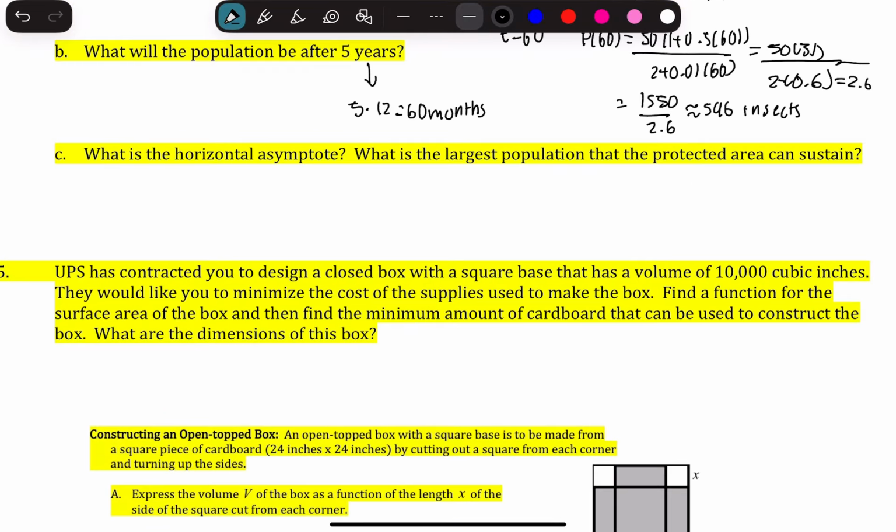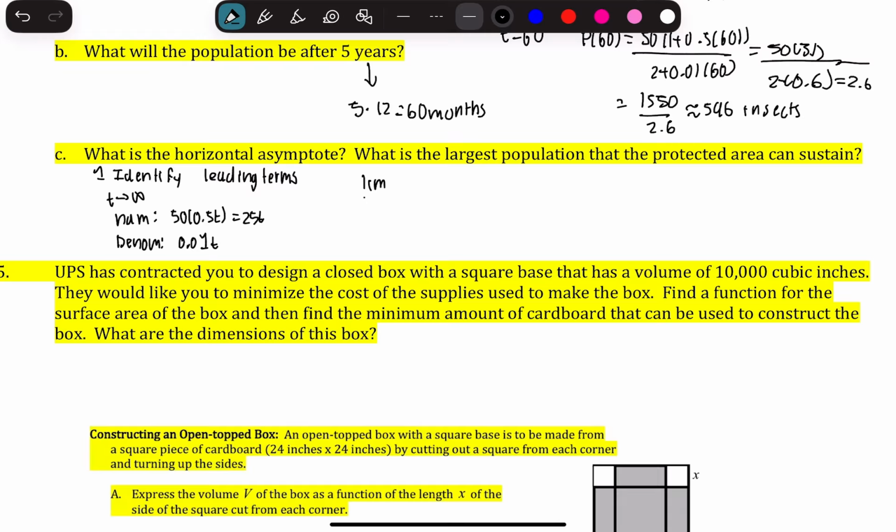So now, what is the horizontal asymptote and the carrying capacity? So now we have to look at the leading terms. So what does this mean? We have to look as t approaches infinity. The numerator is going to behave like 50 times 0.5 times t, which is going to be 25 times t. And then the denominator is going to behave like 0.01 t, because these are the largest terms. So then you take the ratio of this.